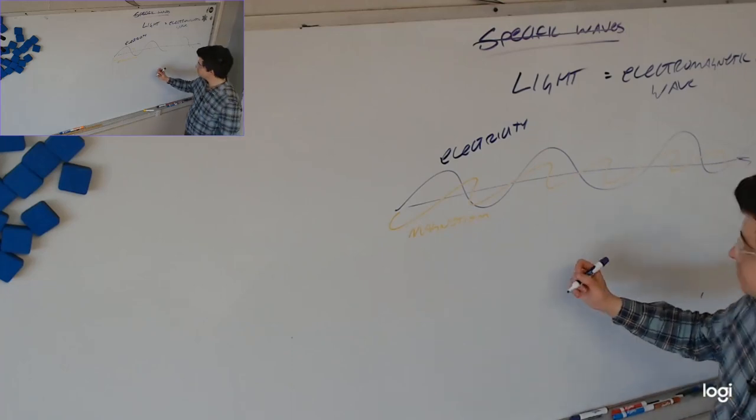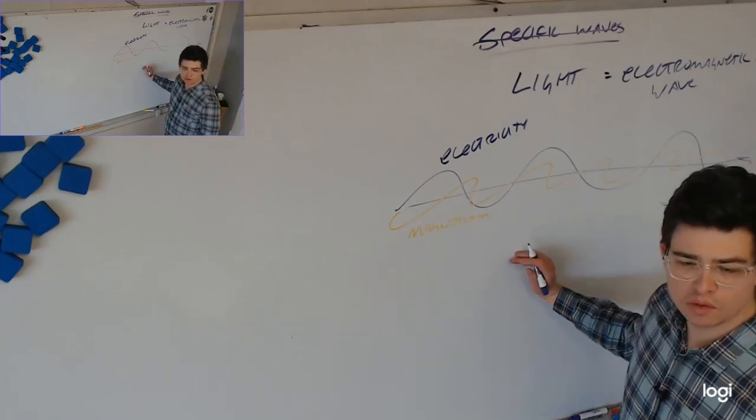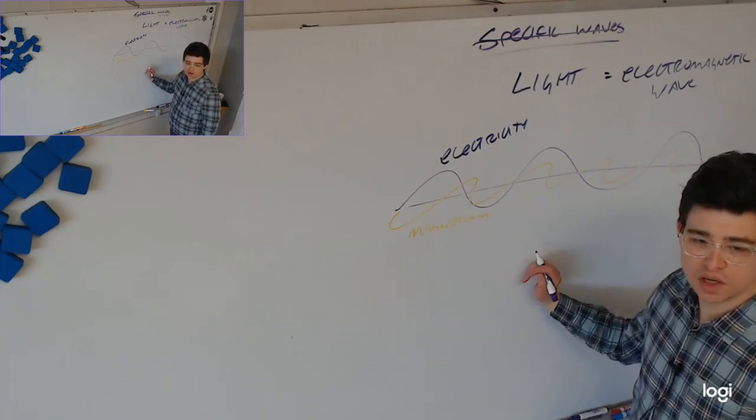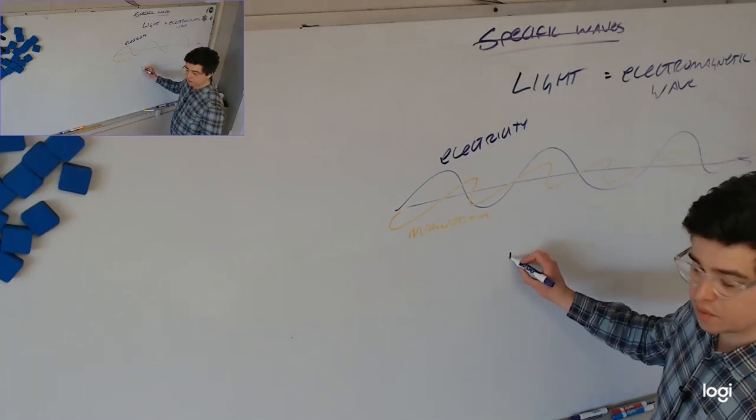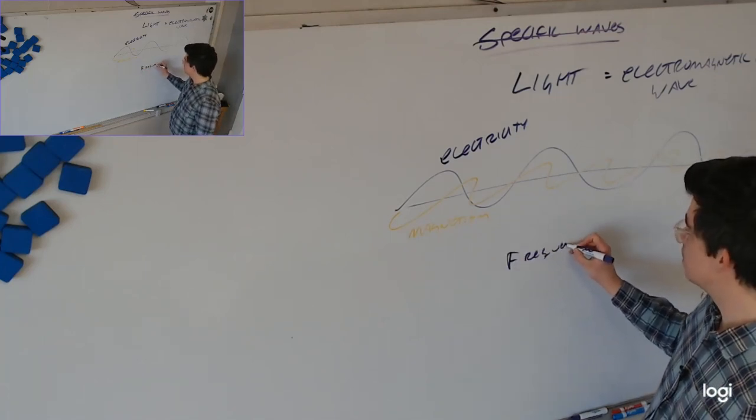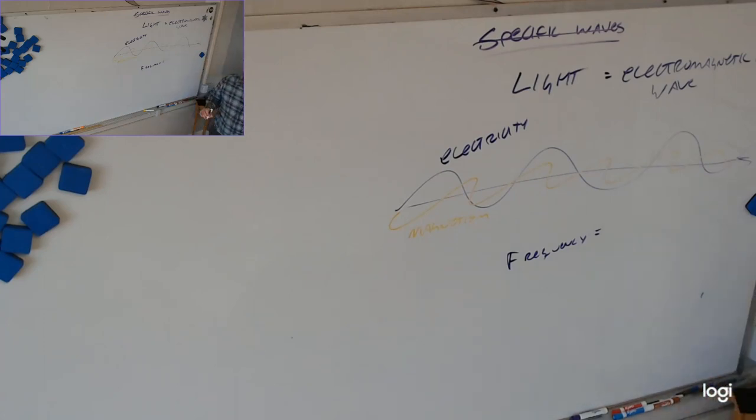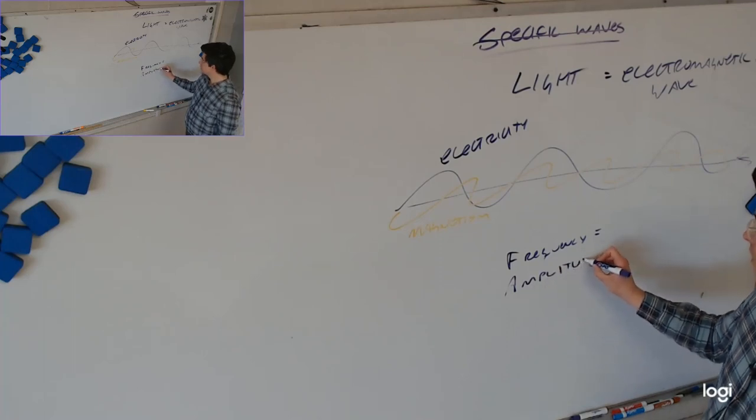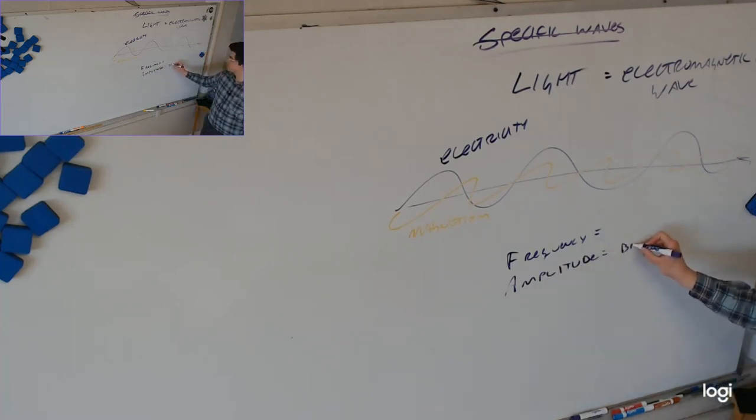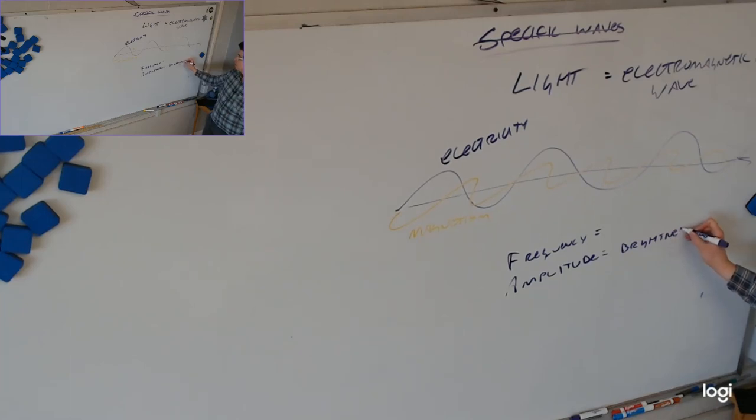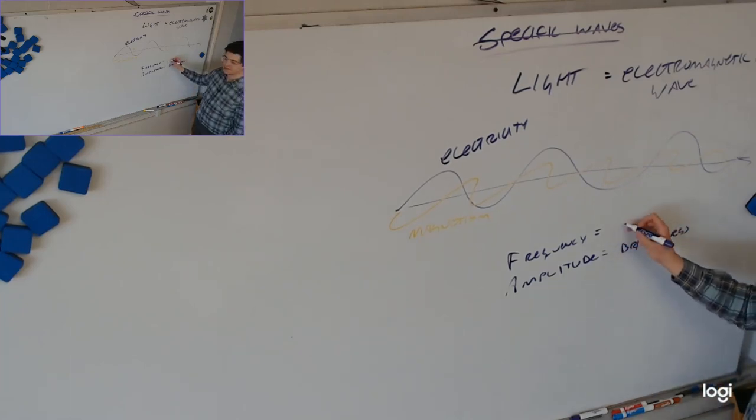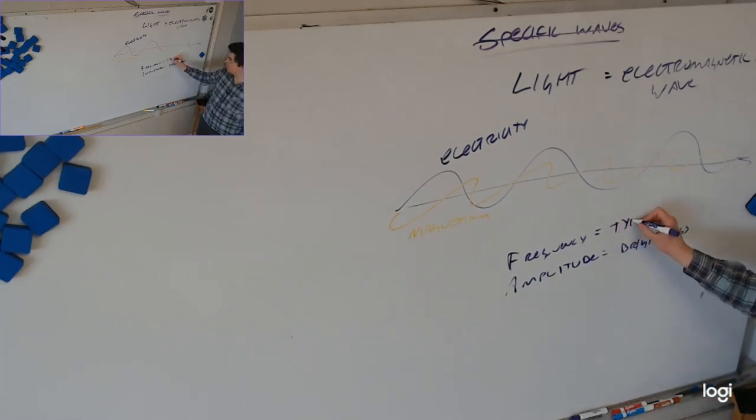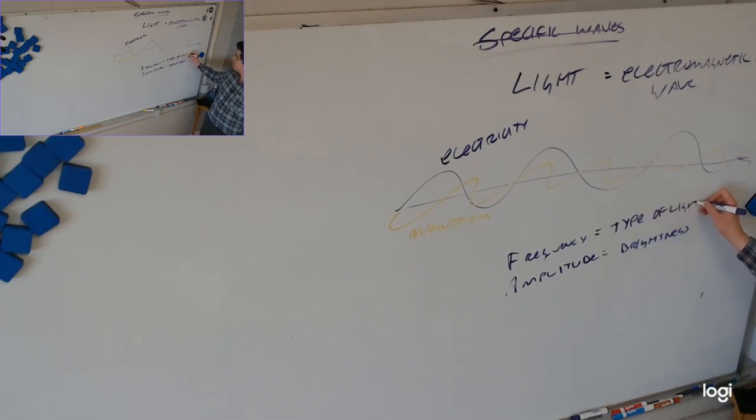For light, what changes about light? Well, like we just said, for sound, frequency was pitch. For light, frequency is what? The frequency is what? How bright it is. No, that's amplitude. Color. Yep. Amplitude is brightness. Let's spell it right, though. Frequency is not just color, but it's type of light. And if it's visible light, it's the color.